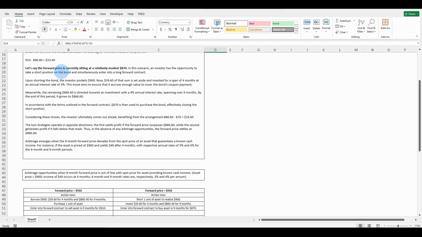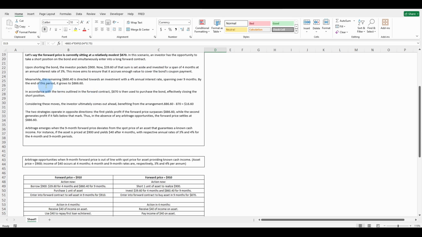Let's say the forward price is currently sitting at a relatively modest 870. In this scenario, an investor has the opportunity to take a short position on the bond and simultaneously enter into a long forward contract. Upon shorting the bond, the investor pockets 900. Now, 39.60 of the sum is set aside and invested for 4 months at an annual interest rate of 3%. This move aims to ensure that it accrues enough value to cover the bond's coupon payment.